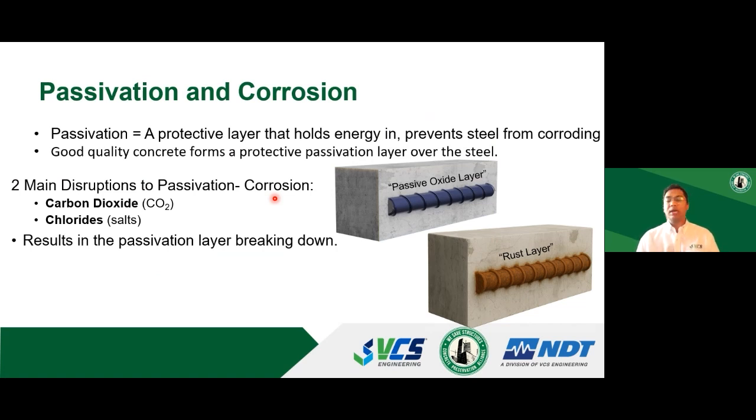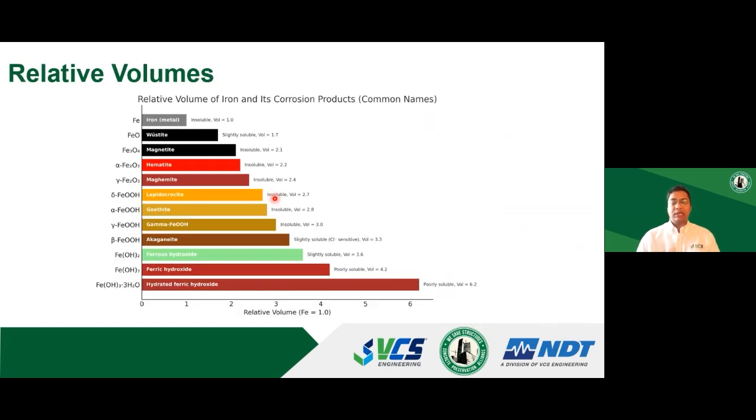Now, the obvious question to ask is, why is corrosion a big issue? The answer is, it's the volume of the rust that forms on the steel.